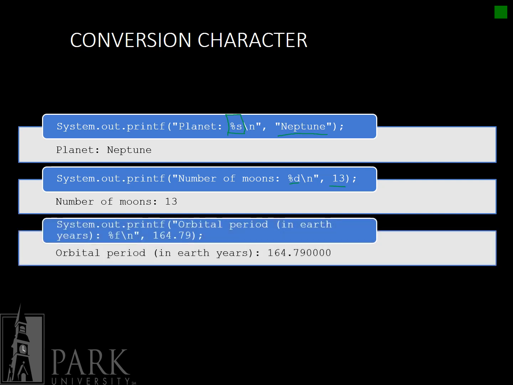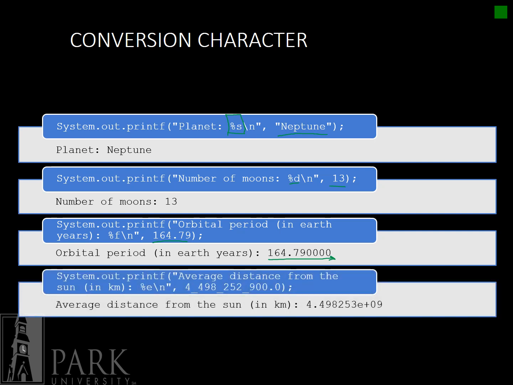Here's an example of a float. It says the orbital period in Earth years, blah, blah, blah. And we're going to fill it with 164.79. Notice that it automatically filled to the precision of a float. Remember we talked about significant digits, and there's 6 significant digits, yada, yada, yada. So here we have 7.790000. We did not specify the size, right?